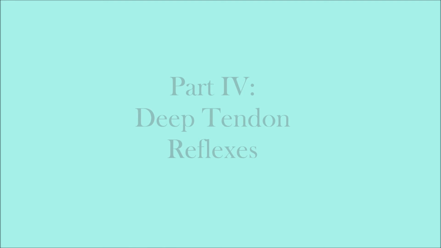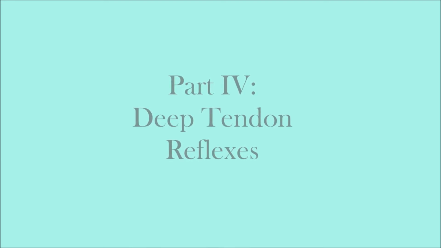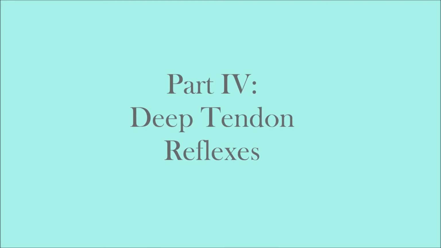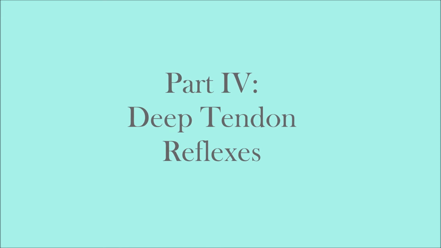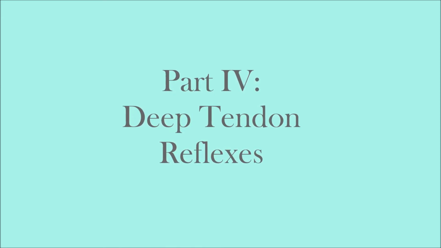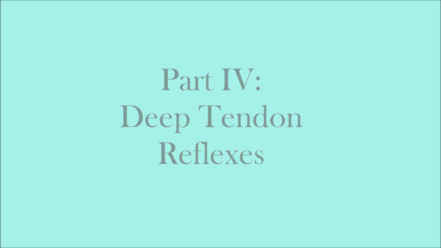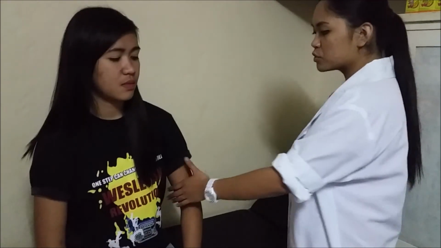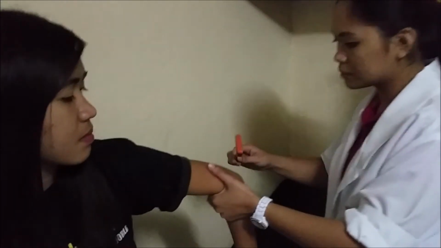Deep tendon reflexes. Using a reflex hammer, deep tendon reflexes are elicited in all 4 extremities. Note the extent or power of the reflex, both visually and by palpation of the tendon or muscle in question. And now for the last part of our neurological assessment, we're going to be testing her reflexes. And first we're going to start with her elbow reflex.